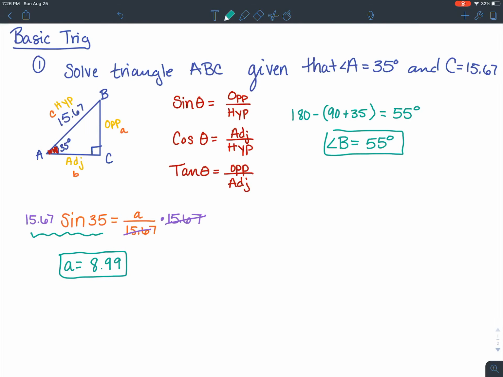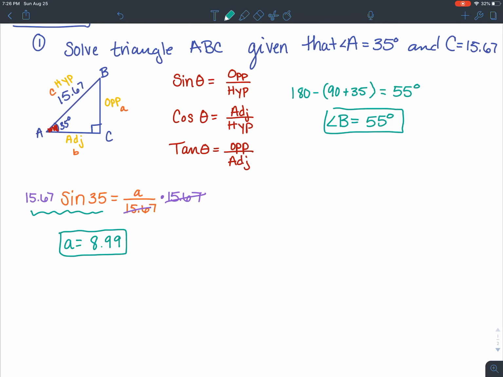All right, there's two ways you could have found side B. Since we have two sides, I could have done Pythagorean theorem, or I could have set up another sine. I'm going to do Pythagorean theorem. You could have done sine. Doesn't matter. We should get the same answer whether you do sine or Pythagorean theorem. So Pythagorean theorem is a squared plus b squared equals c squared. And I just happen to label that really well.